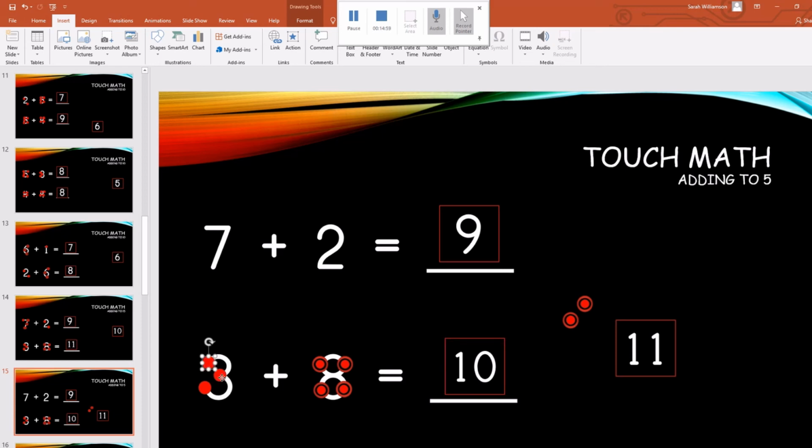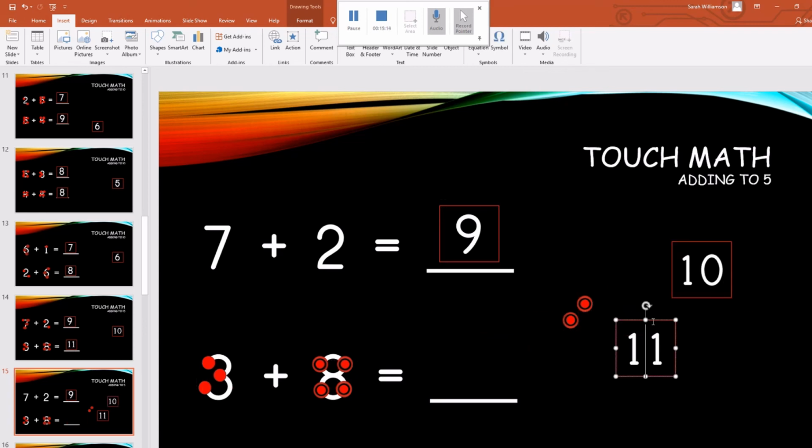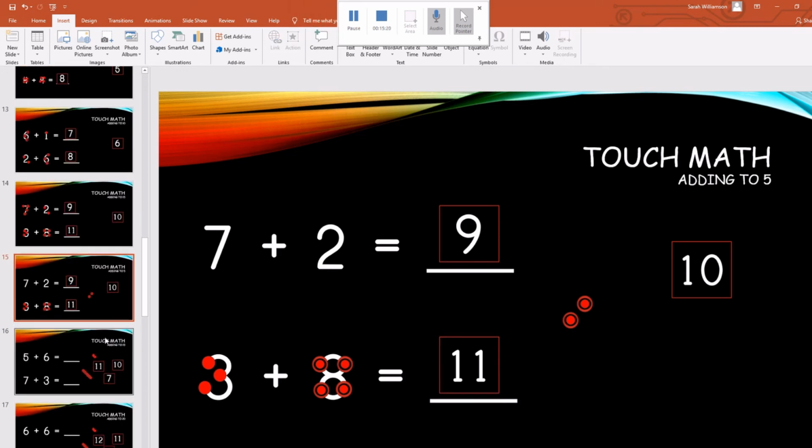1, 2, 3, 4, 5, 6, 7, 8, 9, 10, 11. Uh-oh, this answer is not correct. Therefore, we will erase it and we will write our answer. There you go. All right.